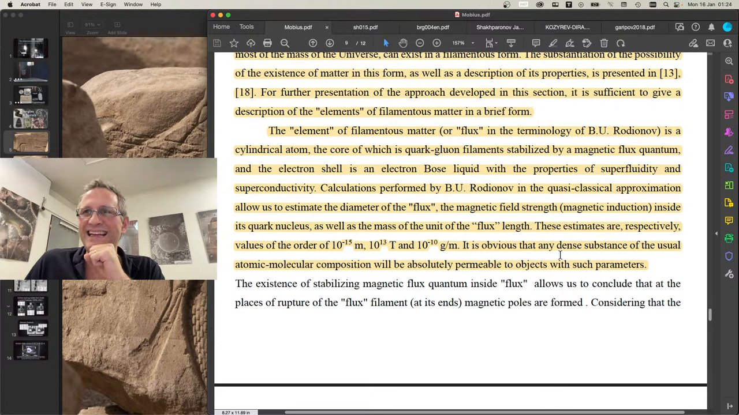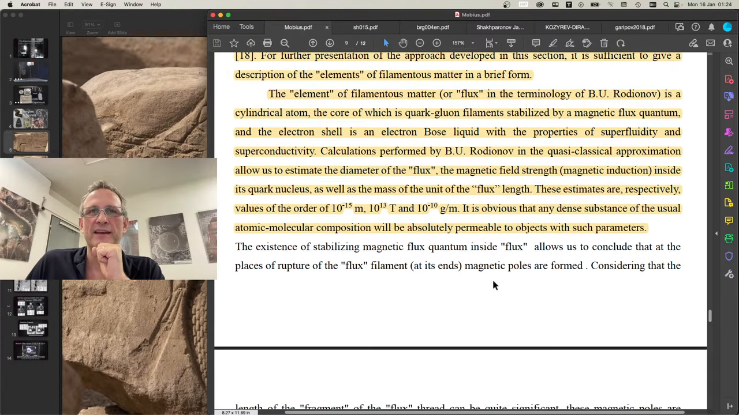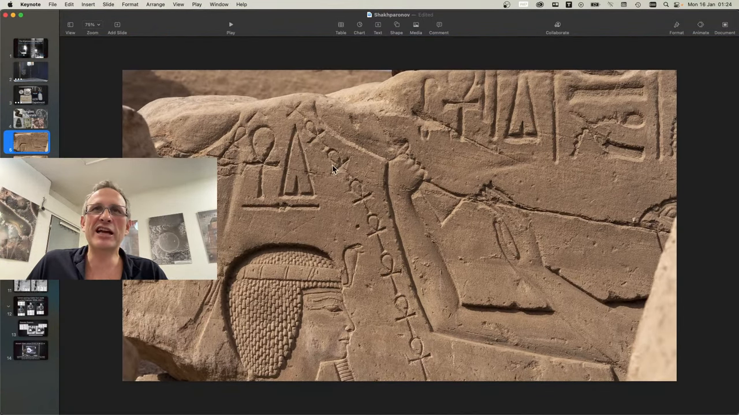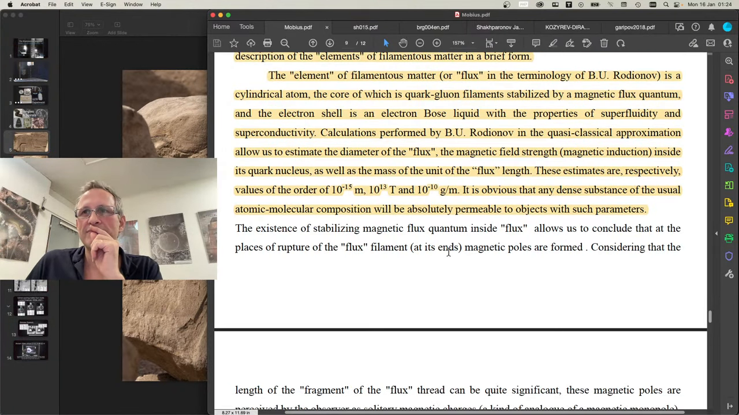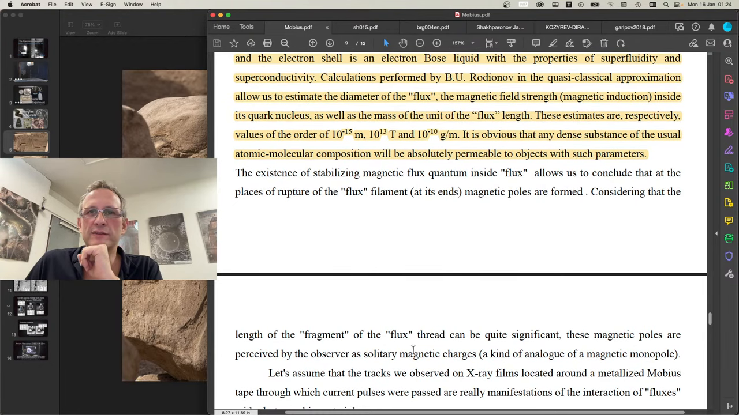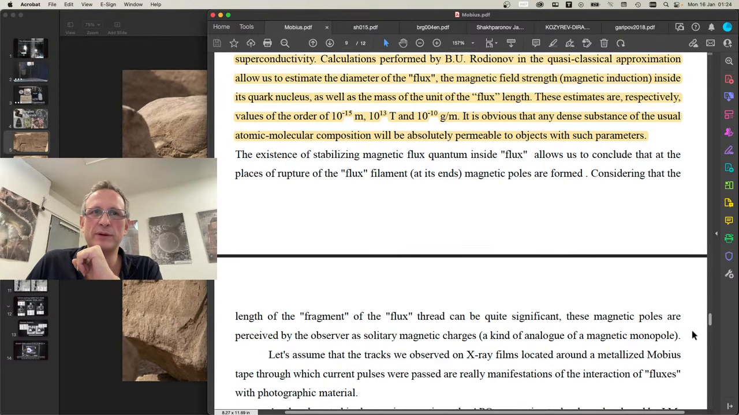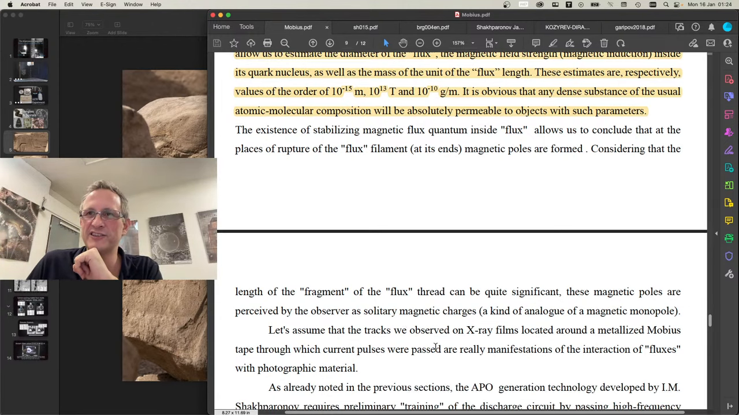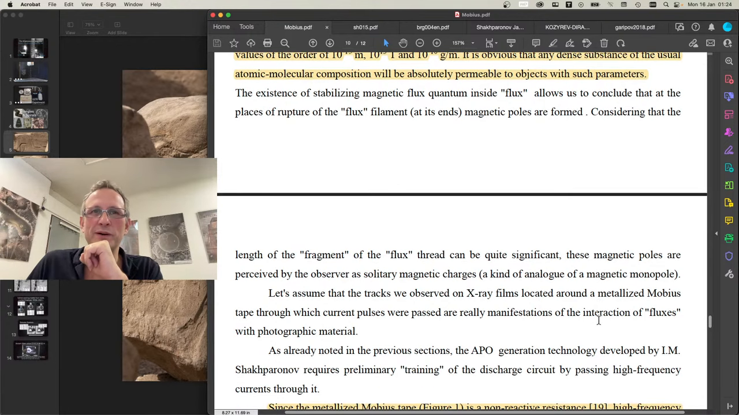It is obvious that any dense substance of the usual atomic molecular composition will be absolutely permeable to objects with such parameters. The existence of stabilizing magnetic flux inside the flux allows us to conclude that at the places of rupture of the flux filament, at its ends, magnetic poles are formed. At the ends of the chain, there are poles. Considering that the length of the fragment of the flux thread can be quite significant, these magnetic poles are perceived by the observer as solitary magnetic charges, a kind of analog of a magnetic monopole.